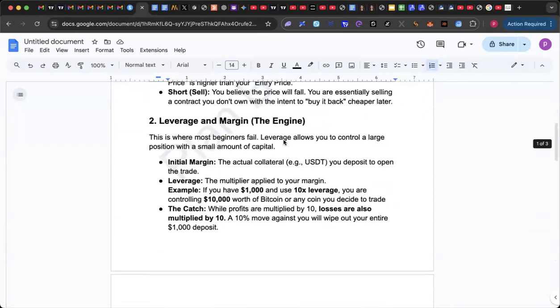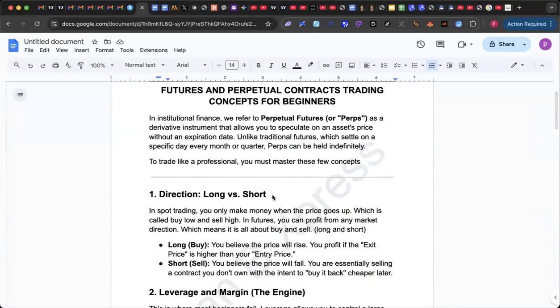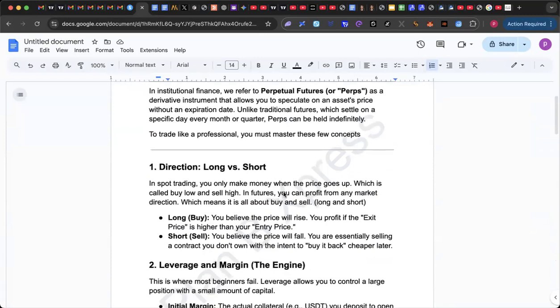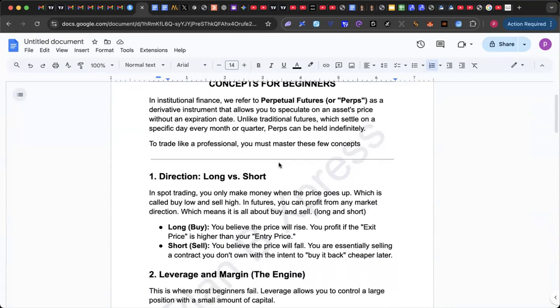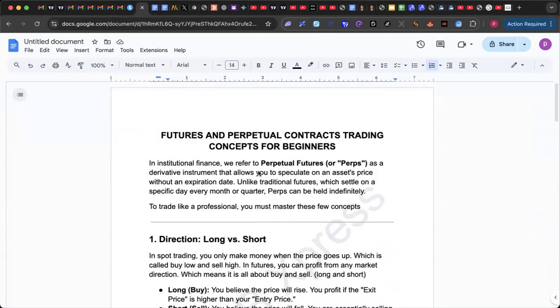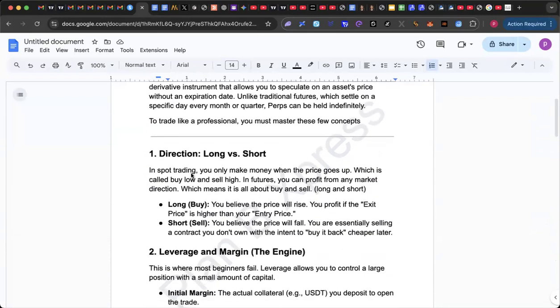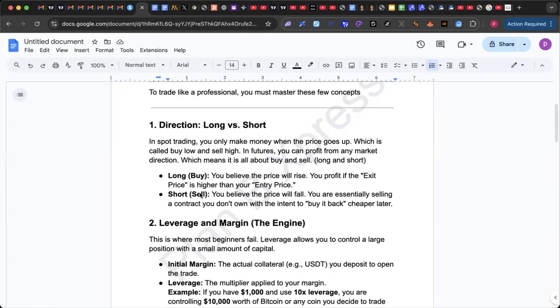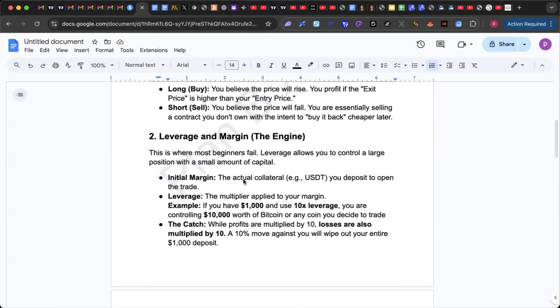Okay. Now, just for you to get familiarized with certain concepts, so that when you are taking our signal, you know what to do each time, and then you can read through all of those things. The basic concept in futures trading is the difference from spot trading. In spot trading, you only make money when the price goes up, which is called buy low and sell high. In futures, you can profit from any market direction, which means it's all about buy and sell, which we call long and short. So understand when we talk about a long market, a short market, and all of that.